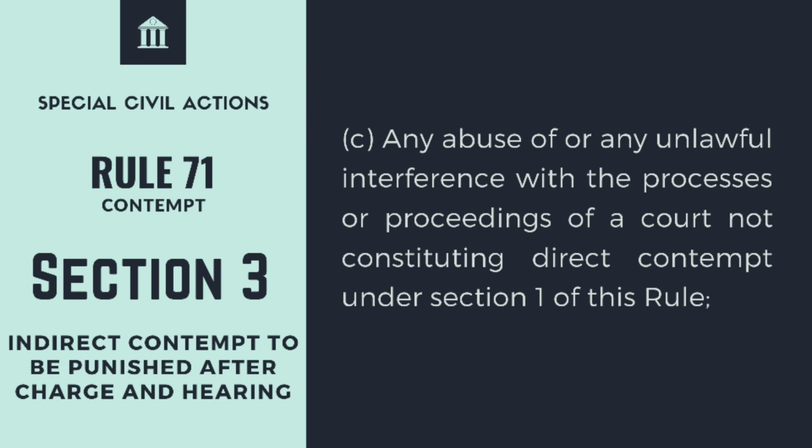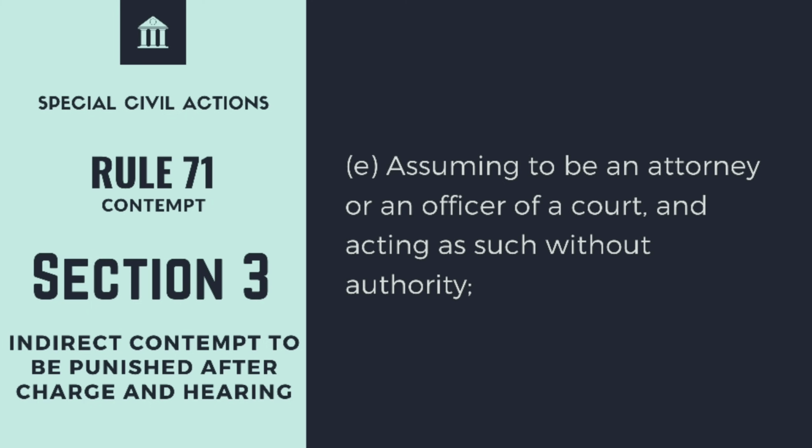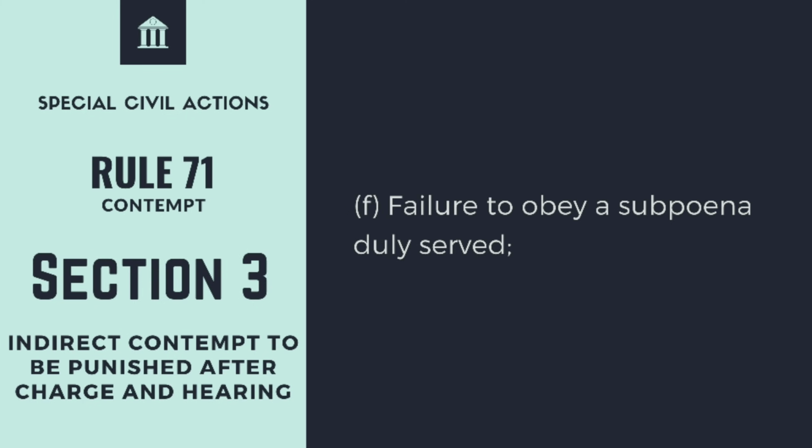C. Any abuse of, or any unlawful interference with the processes or proceedings of a court, not constituting direct contempt under Section 1 of this rule. D. Any improper conduct tending, directly or indirectly, to impede, obstruct, or degrade the administration of justice. E. Assuming to be an attorney or an officer of a court and acting as such without authority. F. Failure to obey a subpoena duly served.